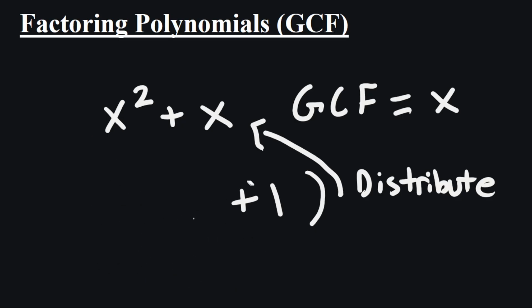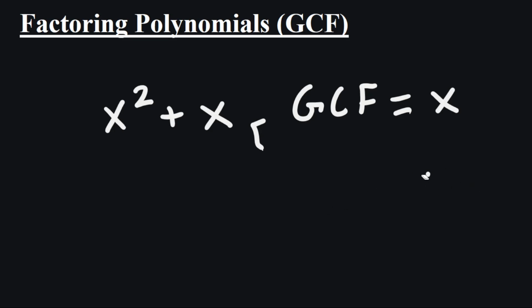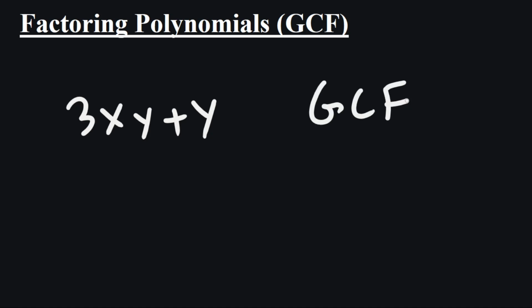Let's go to a slightly more complex example. Let's say we had 3xy plus y. Let's try to identify the greatest common factor here. So what variables or numbers do both of these terms share? We have 3xy and we have positive y. Well, they both have a y in it. And that is all they share, in fact. So the greatest common factor there is y.